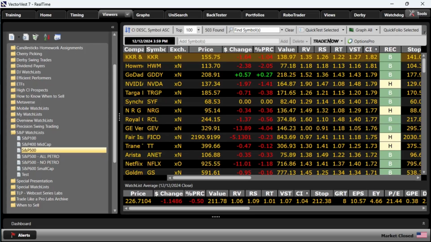So I've brought us into the VectorVest program now. We're going to go through some examples and some trading techniques that you may want to consider here moving forward. With VectorVest, you guys have an edge, right? When you look at a list of stocks within the program, it's not a random list.